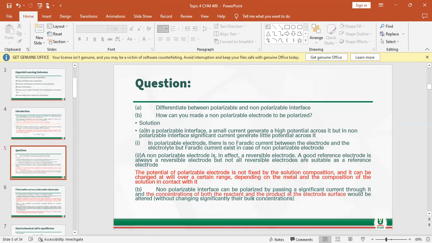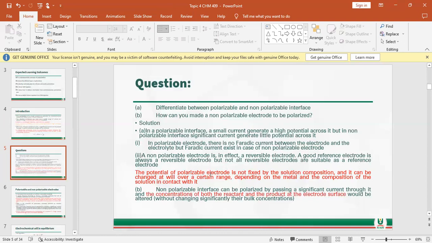That is the difference. In a polarizable electrode, there is no Faraday current between the electrode and the electrolyte, but Faraday current exists in the case of a non-polarizable electrode. Those are the two major differences. A non-polarizable electrode is in effect a reversible electrode. A good reference electrode is always a reversible electrode, but not all reversible electrodes are suitable as reference electrodes.